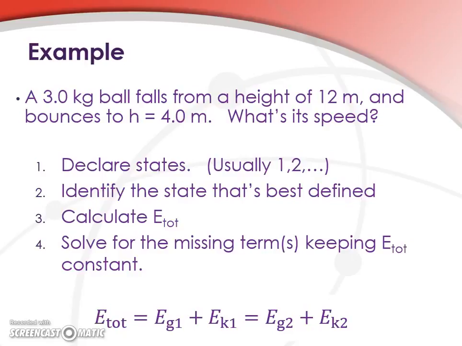So we have our initial state at a height of 12 meters and a speed of 0. This can give us our energy total. And we have state 2, where the ball has a height of 4 meters. And we can solve for the missing kinetic energy term using that, and then use the kinetic energy term to get the speed. I'd encourage you to pause the movie and take the time to do that calculation.